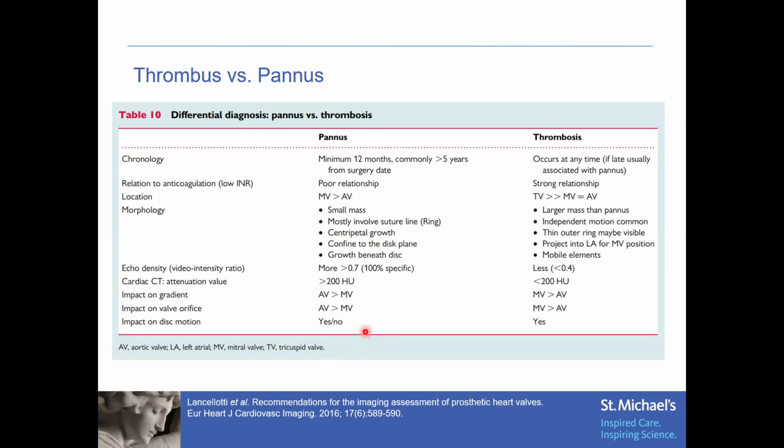The impact on the disc motion itself is a little bit less clear. I mean, you can have thrombus that, depending on the size, can affect disc motion. Sometimes very small thrombi will not affect disc motion, whereas pannus discs tend to ingrow. And if you definitely have a large pannus, you are likely to see occluder motion.